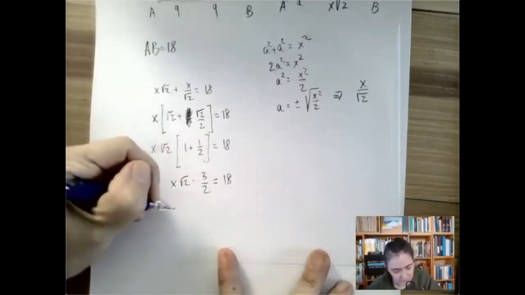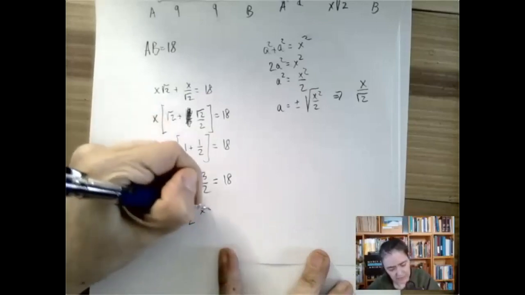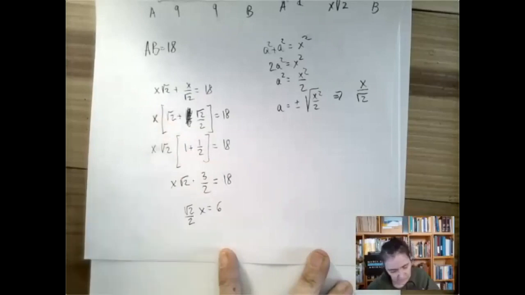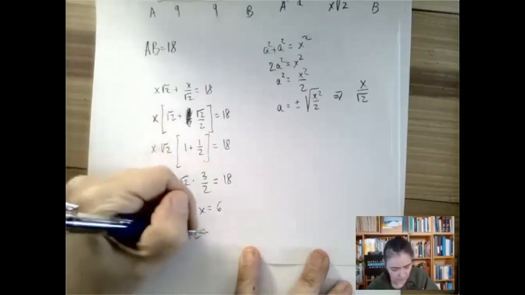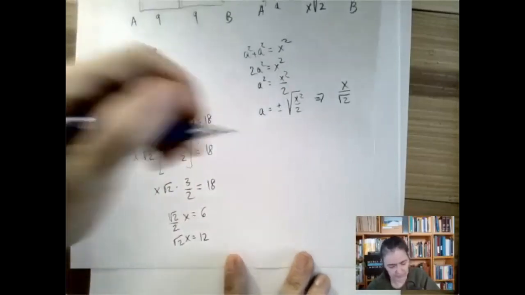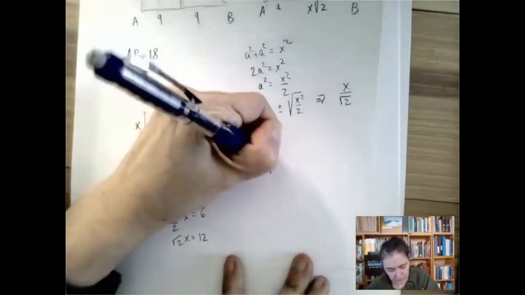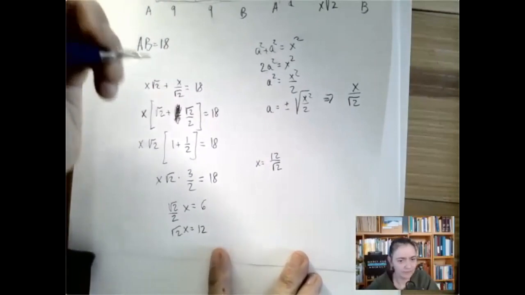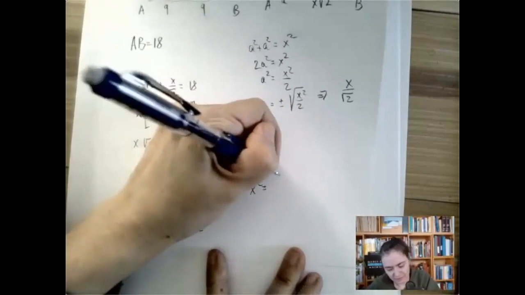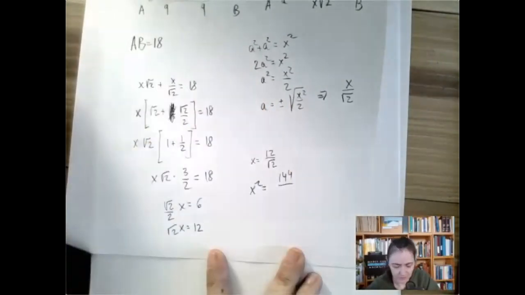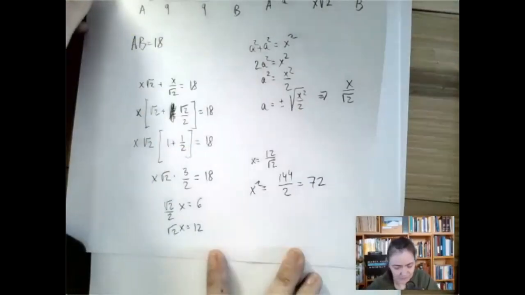So let's divide by 3. Square root of 2 over 2 x is 6. Now let's multiply by 2. Square root of 2 x equals 12. And then x equals 12 over square root of 2. But we don't need x. We need x squared. So let's go for that. You square the top, that's 144. You square the bottom, that's 2. So we get 72.